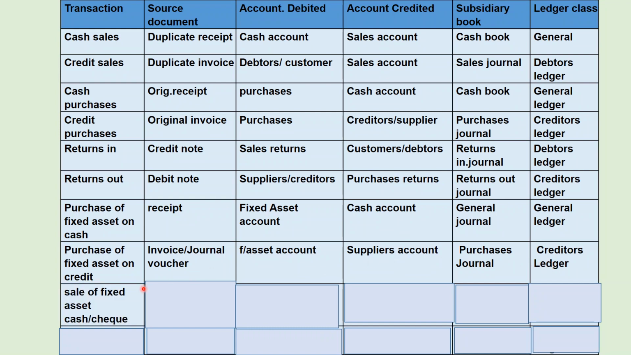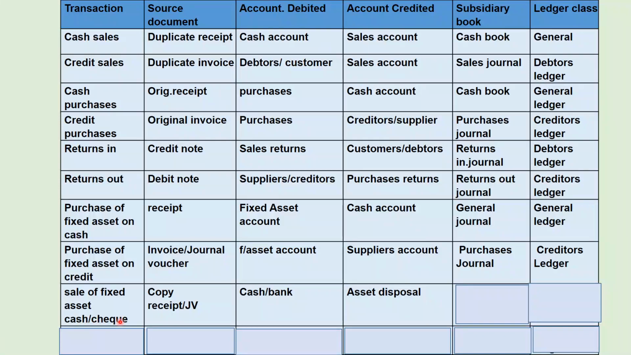Next, sale of fixed assets, where you sell assets on cash or cheque. Okay, so this analysis for cash and cheque is the same, meaning that the account is going to be the cash account or bank account. Okay, one of the accounts that's going to be involved. So the source document is the copy of the receipt. Okay, and the account to be debited is the cash or bank, depending on whether it was cash or cheque.